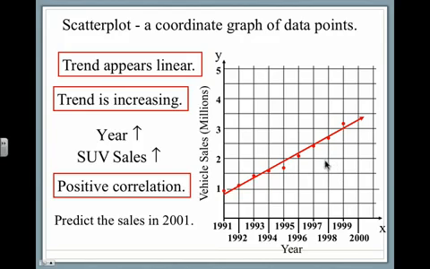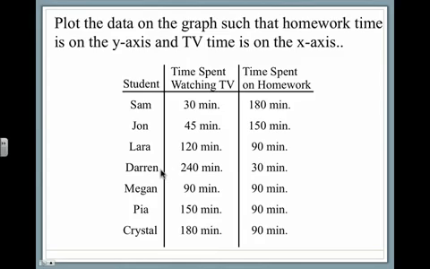And if we're going to predict the sales in 2001, it would be right about here, which would be about 3.5 million SUV sales. That was before the gas prices jumped.